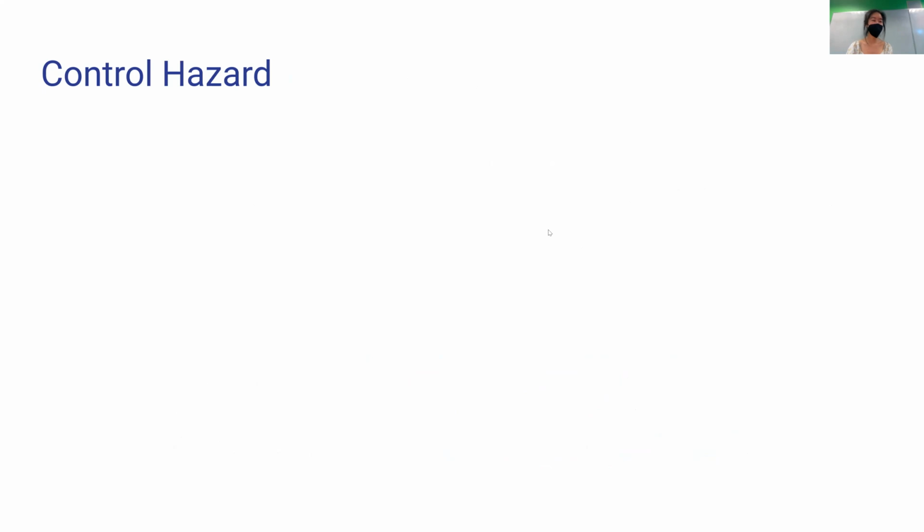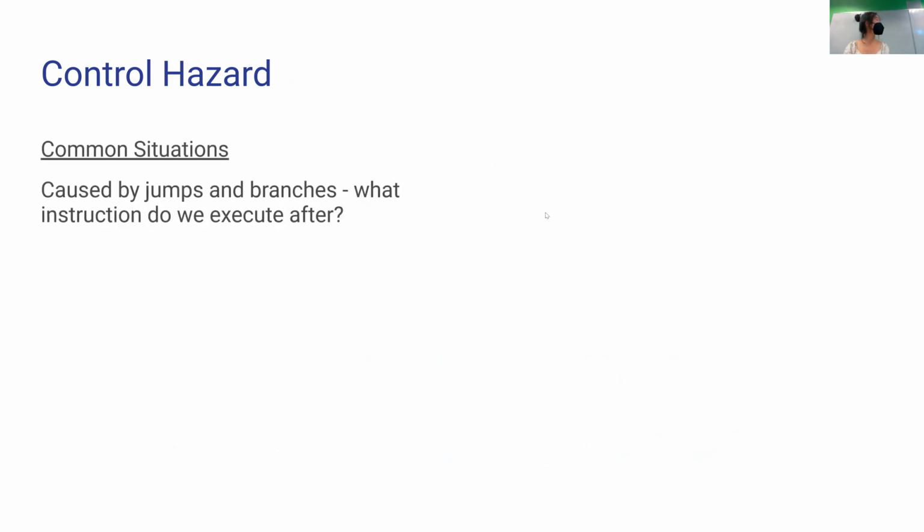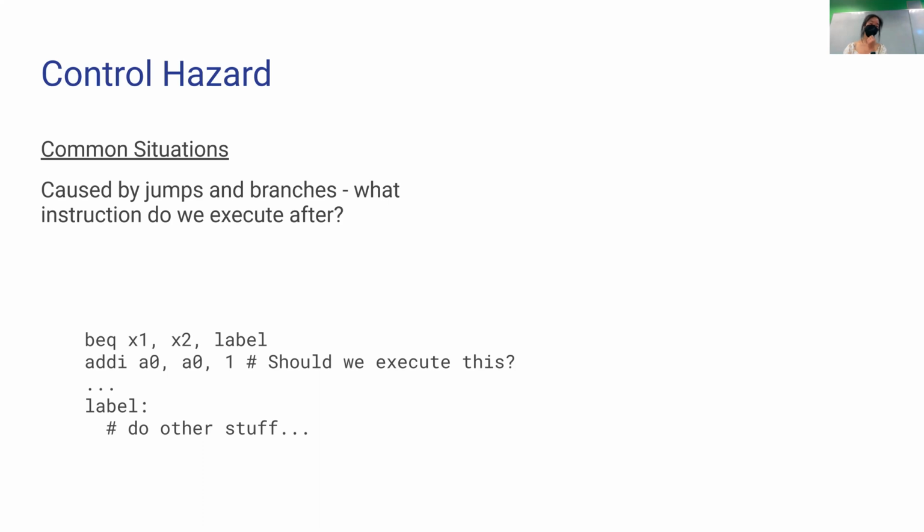Okay, so for the control hazard, common situations like we talked about are jumps and branches. We don't know what instruction we need to execute afterwards. Even for JAL or JALR instructions, we know in theory as a human where we want to jump to, but as code we just don't, because it hasn't yet updated all of that. For example, if we have branch equals x1, so we're checking if x1 is equal to x2, and if they're equal, then we jump to label. Otherwise, we're going to do this next instruction.